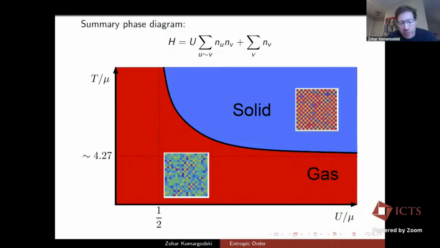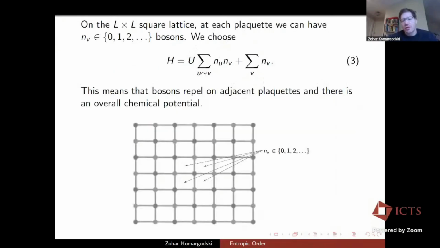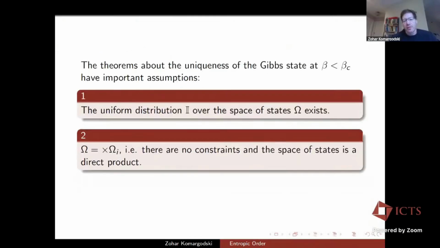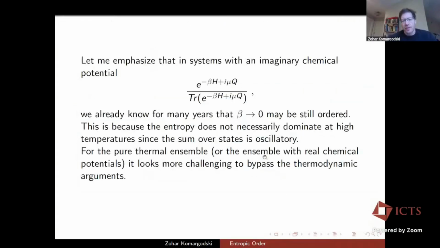That is useful in practice, like for superconductors at high temperatures or topological order. So once you cap this little n, the solid does not exist at infinite temperature, but only up to temperatures of order capital N. That's the answer. And of course, if you cap the little n, you're within Brownian's theorem because the unit distribution exists and it's a direct product space. So that's why it happens.